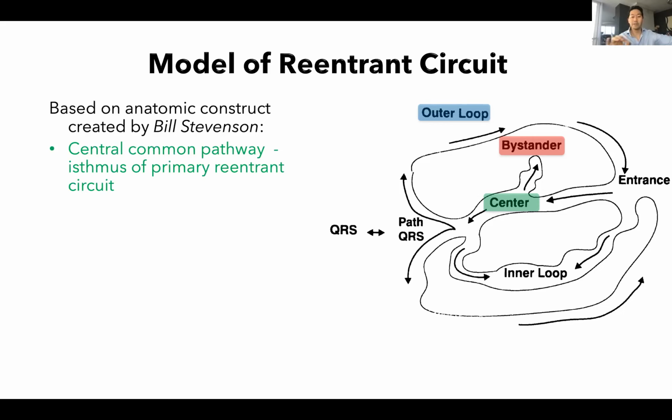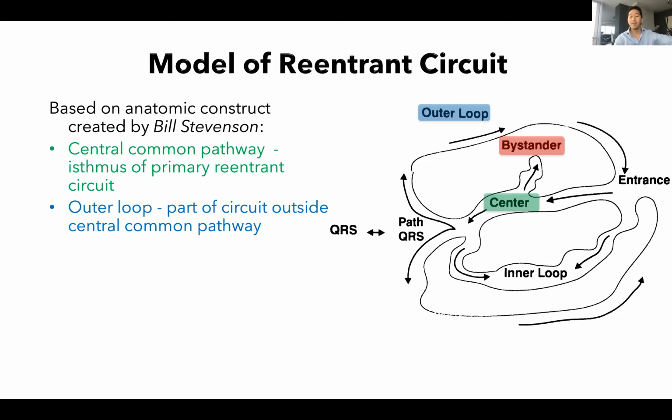The central isthmus is the primary target for ablation. This is very ablation centric. It's about how you find the spot to be able to kill off the VT. The outer loop is the part that is on the racetrack. It is on the circuit, but there is an area in which it's not completely confined or constrained by fibrosis. Therefore, when you pace from here, you will get fusion.